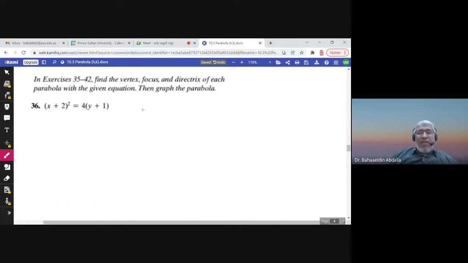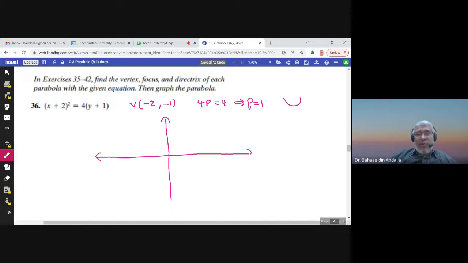Again, find the vertex, focus, directrix, and sketch the graph of the parabola. What is the vertex? -2 and -1. What is P? 4P is 4, P is 1. Where does it open? X square positive, it opens up. That's it. Now I can sketch the graph of the parabola.